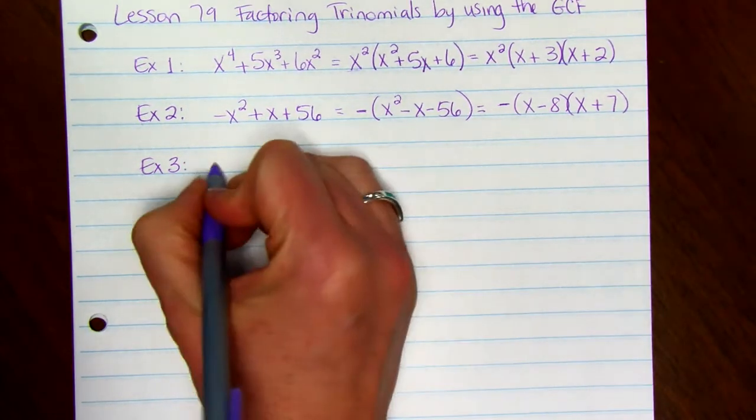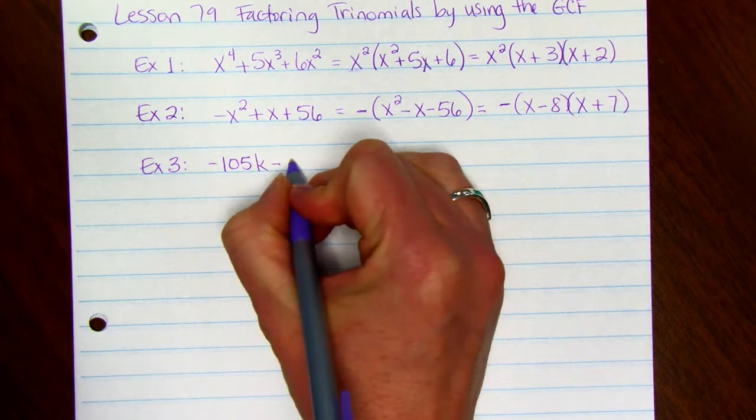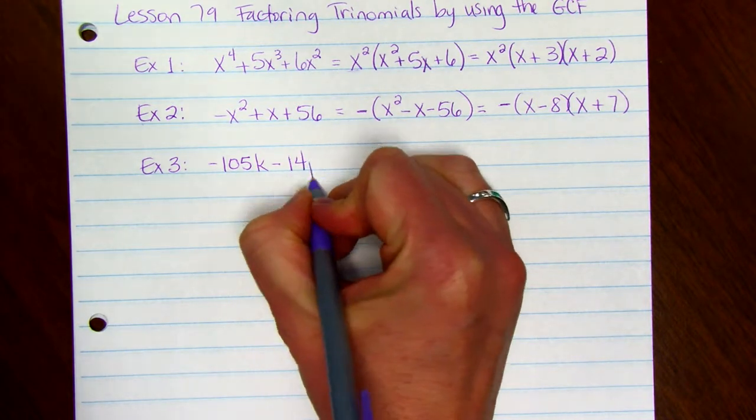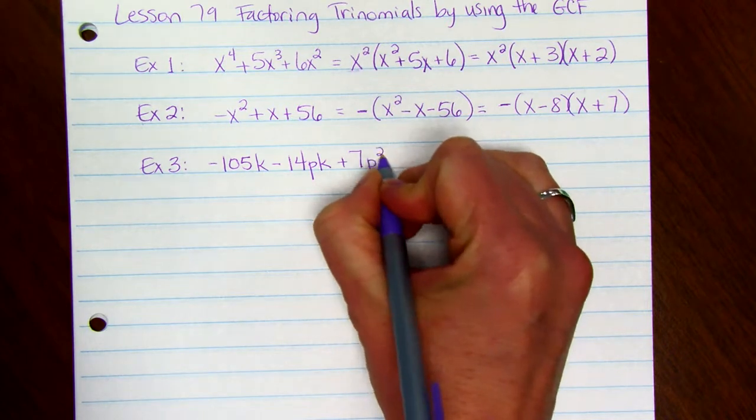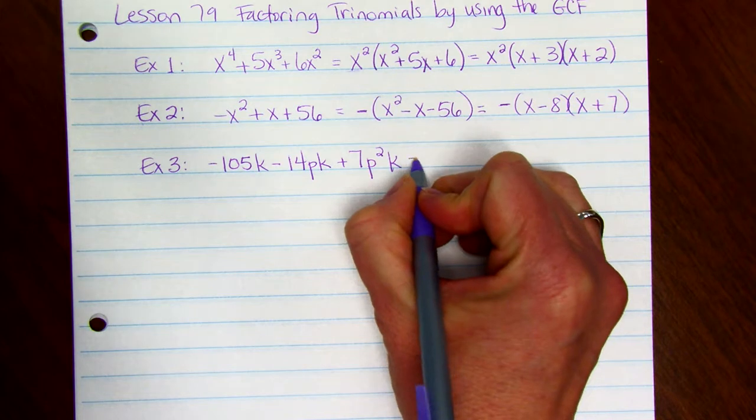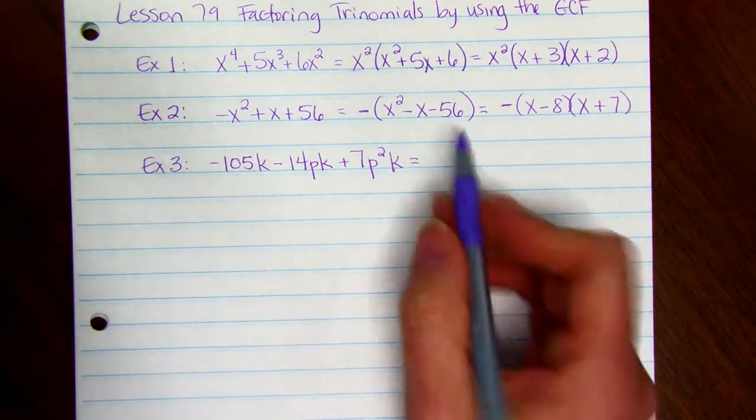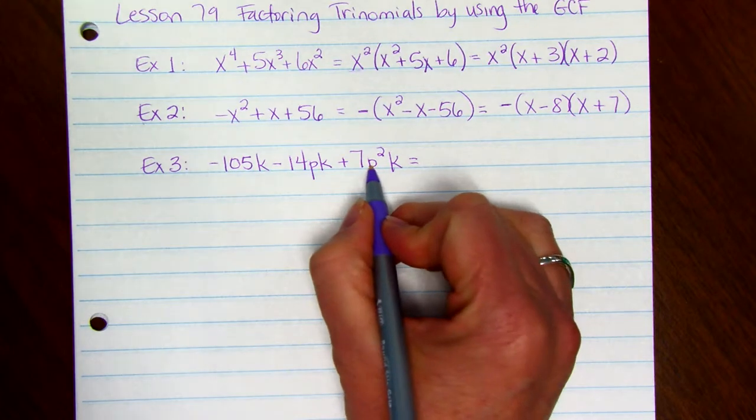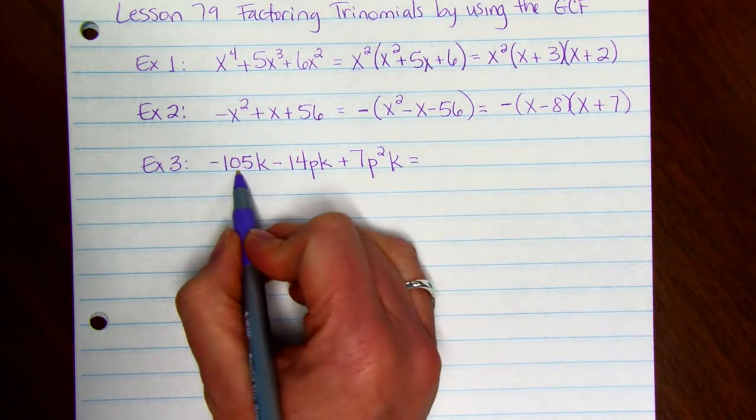Here's another example. Negative 105k minus 14pk plus 7p squared k. So I'm going to look at this and say, okay, it looks like they all have a k. It would be nice if the p squared were first. And I'm wondering if 7 can go into 105.